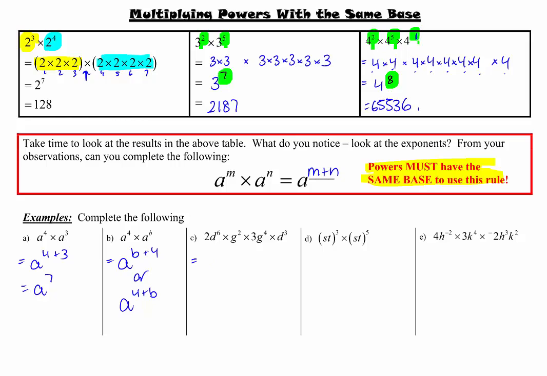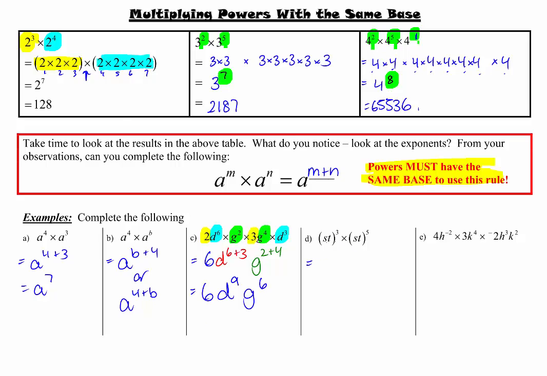My next one, I look at my numbers. I have 2 times 3 is 6. So just like you did in algebra, you have to collect like terms. So d to the 6 times d cubed is going to be d to the 6 plus 3. And then I have my g's. So it's g to the 2 plus 4. So my answer is 6, d, 6 plus 3 is 9, g, 2 plus 4 is 6.